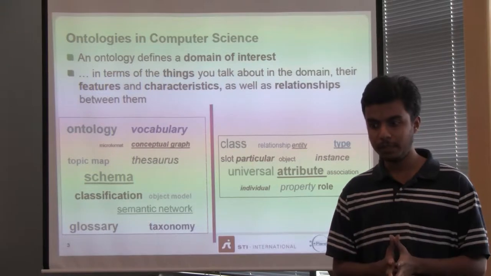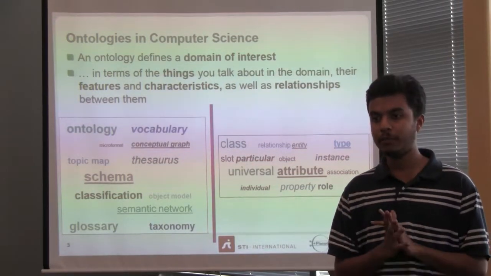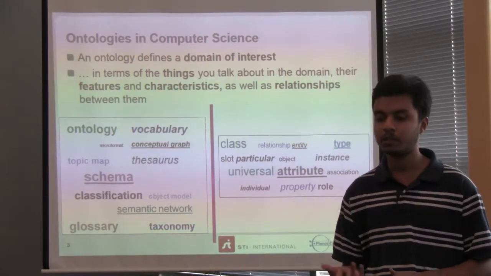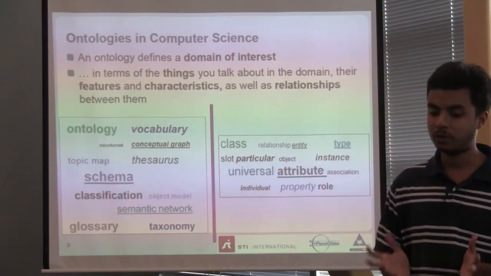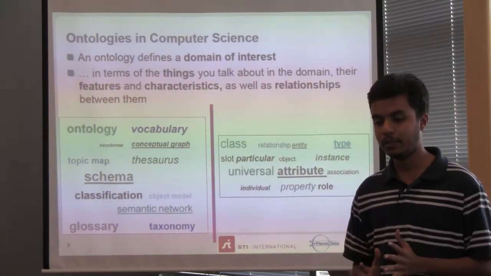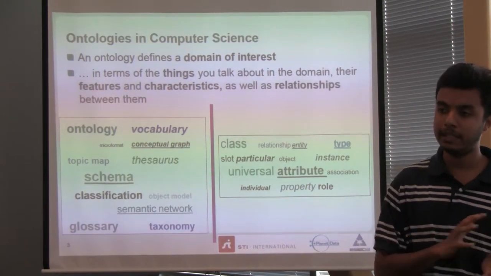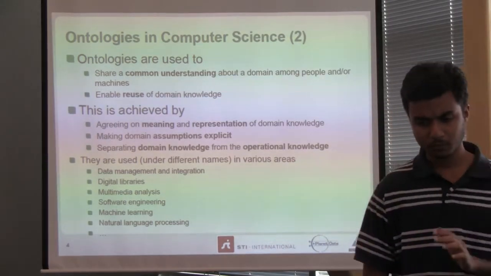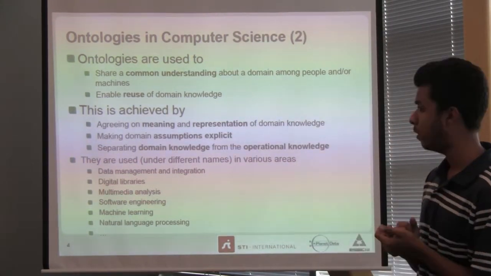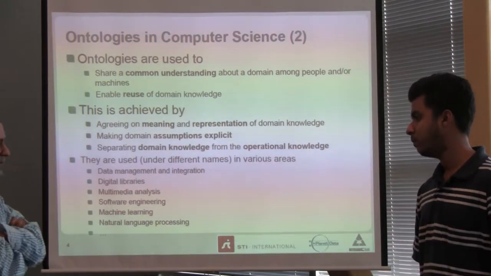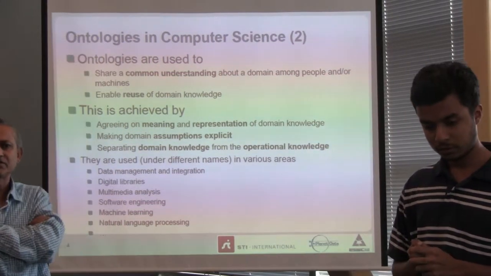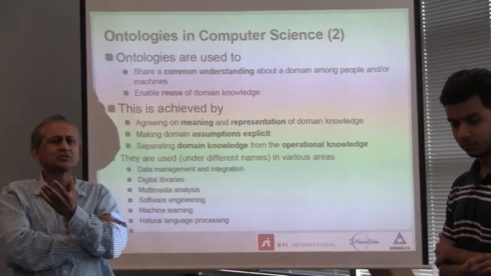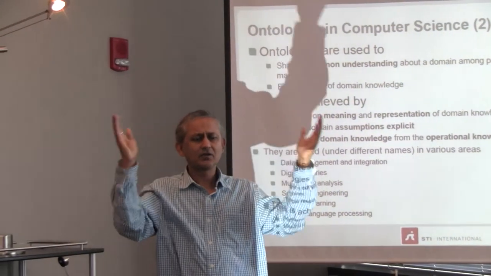Ontologies have been used in different areas of computer science, but named differently, like for example taxonomies, semantic network, classification, vocabulary. They have different meanings, but ultimately they serve the same purpose in a different way. So the fundamental thing about an ontology, at least as we are interested in the context of this information system, is a representation of a domain.